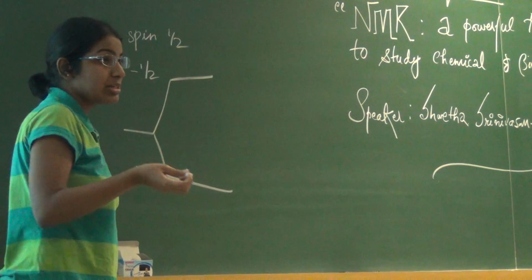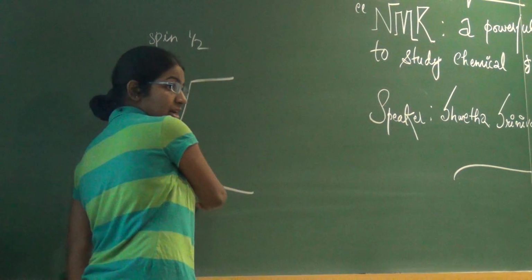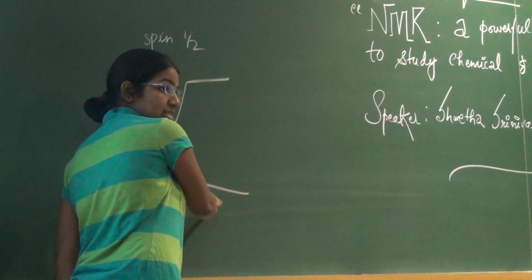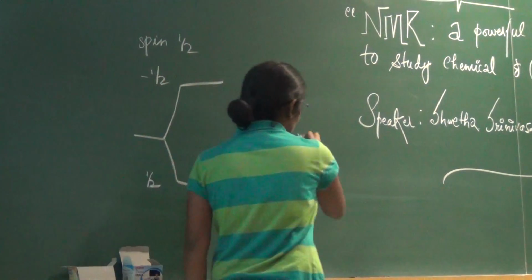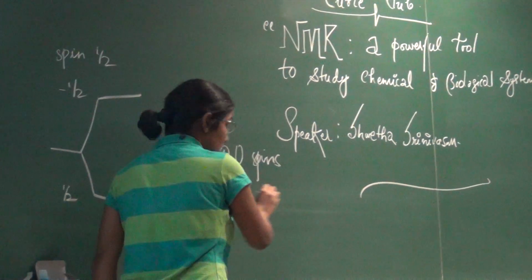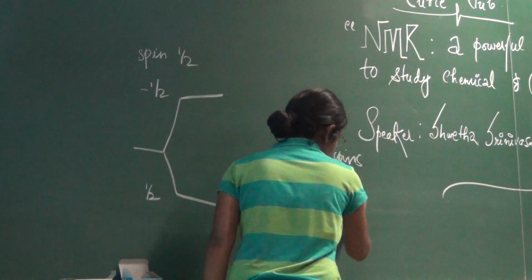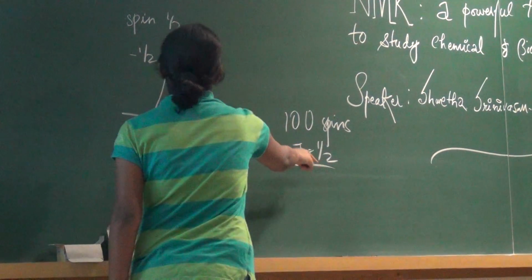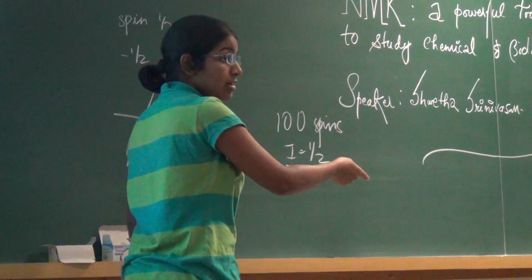Since this one is lower in energy, it is a known fact that there will be more population in this energy state. Let us say that our sample has 100 spins. Let's take an example where our sample has 100 spins, and all of them have the spin quantum number of half, because we've taken it that way.